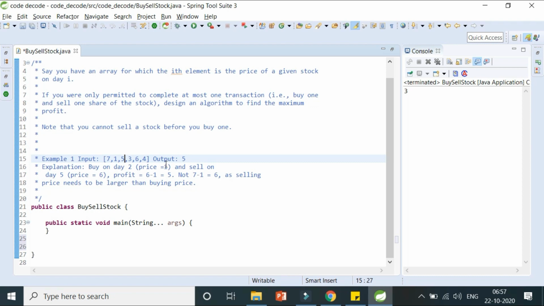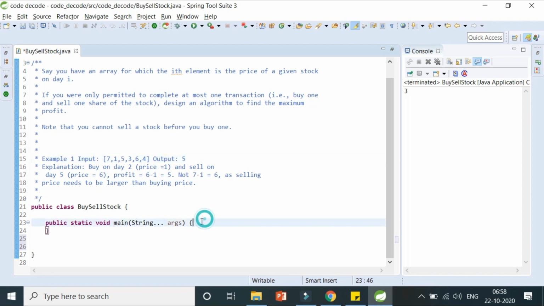For example, if we purchase the stock on day 2, that is at the price of 1 rupee, and sell the stock on day 5, that is at the price of 6 rupees, our output would be 5. So we have to design an algorithm. Basically we have to design a function and return this output.